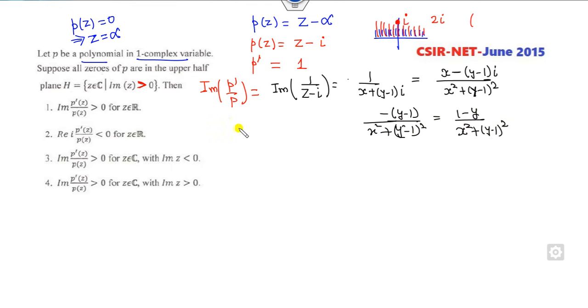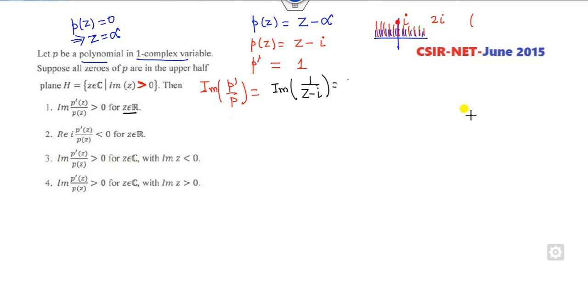Can it be greater than 0? Oh, sorry, I forgot. It's Z in R. There is no need to solve in this way. I forgot to check it. For all Z in R.